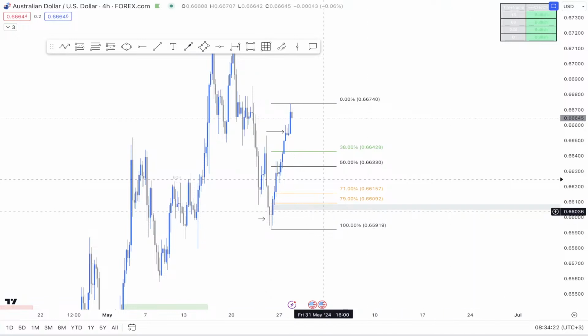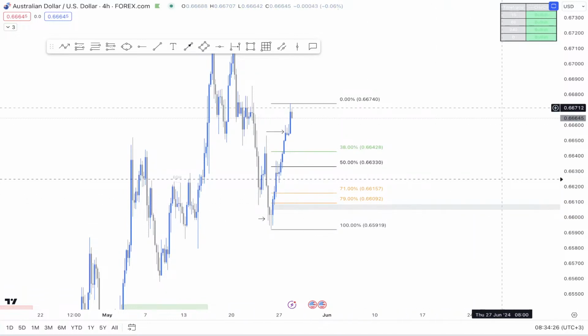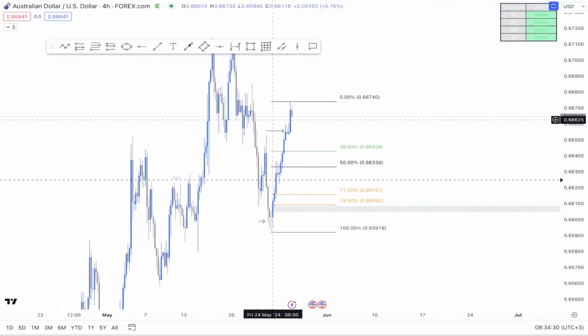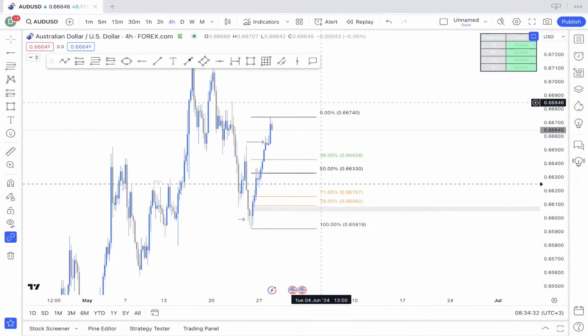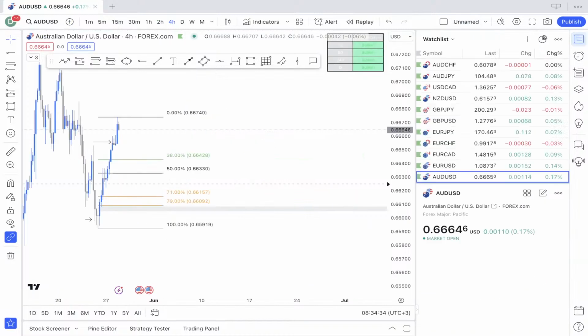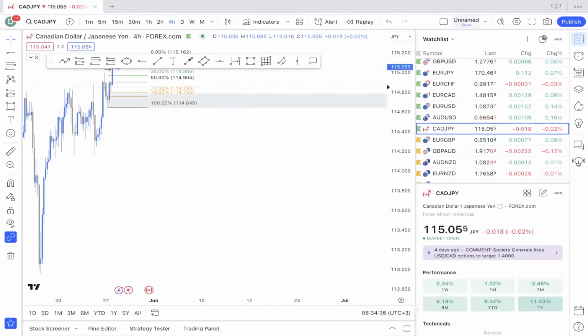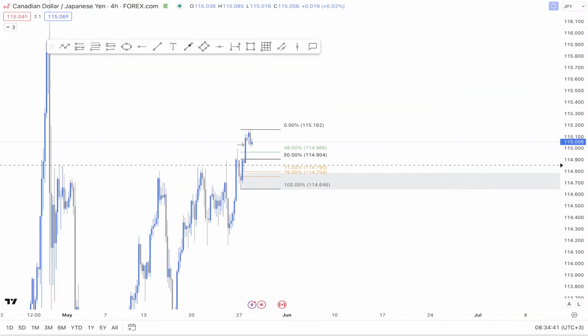And we also have this fair value gap lining up with the discounted area. The trader graph is all green, which is great. And now we need to wait for a corrective pullback. And lastly, for our Forex analysis, we have CAD JPY with another bullish opportunity.